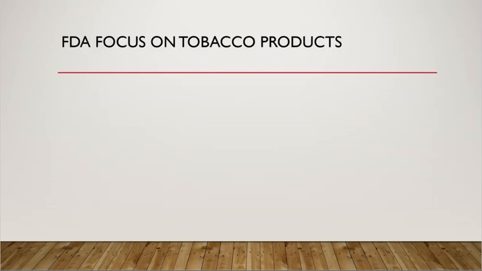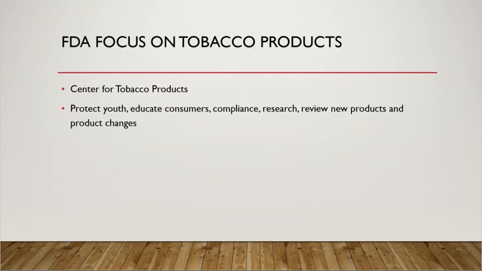Now, the FDA focuses on tobacco products, and it does that through its Center for Tobacco Products, and its job is to protect young people and educate consumers, and then they're responsible for compliance, research, and review of new products and product changes. Now, the Center for Tobacco Products is also responsible for monitoring manufacturing, marketing, and distribution of products. I told you a moment ago that we'd be looking at the deeming rule, and I'd like to do that next.